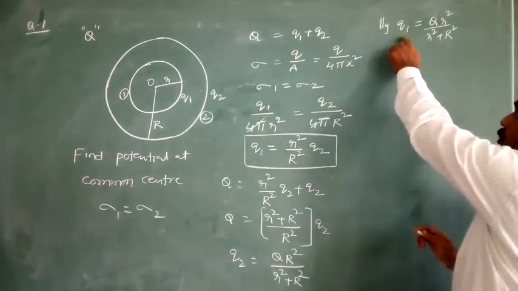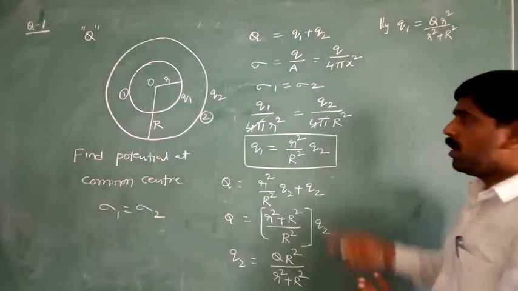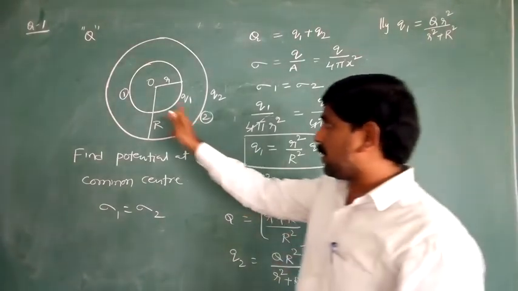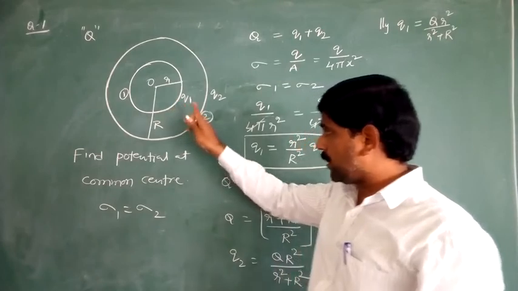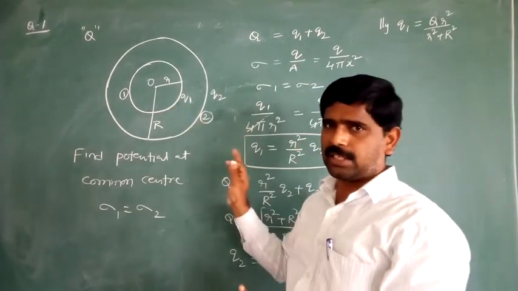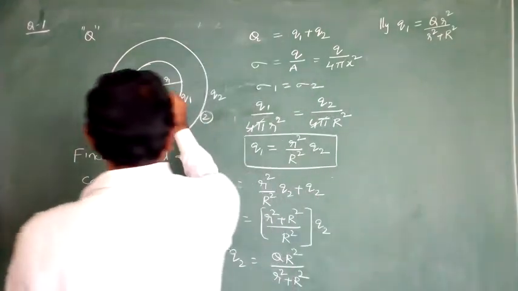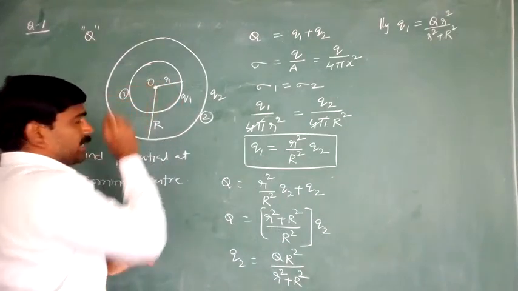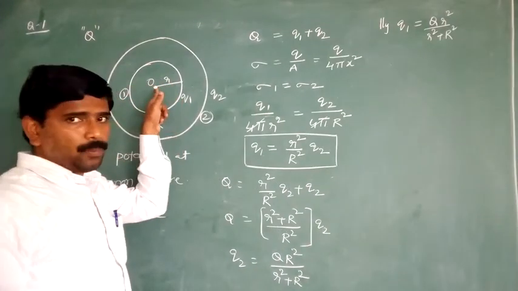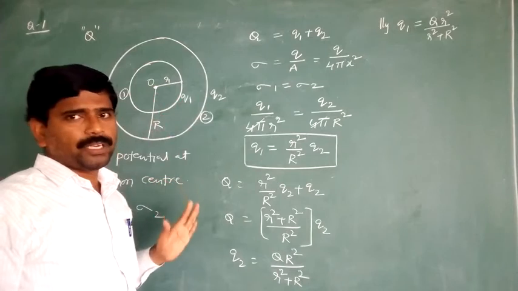Compulsory, we are getting Q1 is equal to this one. So right now we know the charges on the surface of the first shell and the charge on the surface of the second shell. We want to find out the potential at its common center. At this particular point, we want to find out the potential.